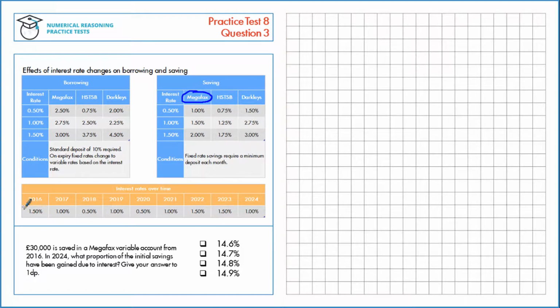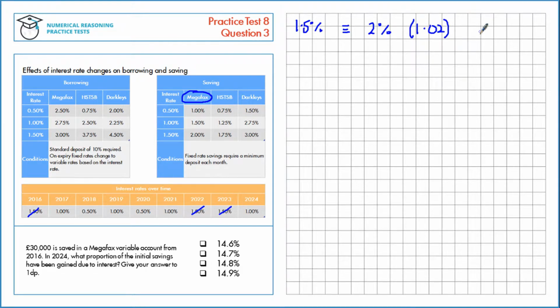We start with an interest rate of 1.5%, which corresponds to a 2% interest rate for Megafax. Let's have a look at how many times this 1.5% occurs. So for instance, we have 1.5% normal interest rate, which is equivalent to a 2% Megafax rate, or if we're using a multiplier later on, that'll be 1.02. And that occurs 1, 2, 3 times over the period.